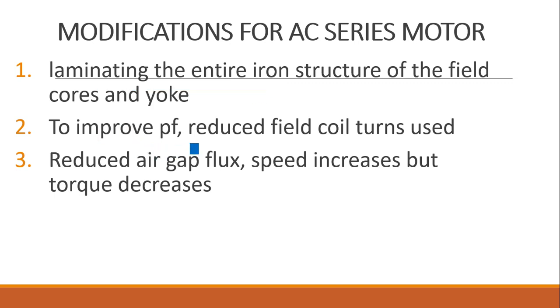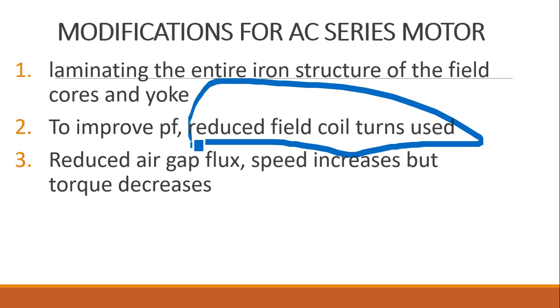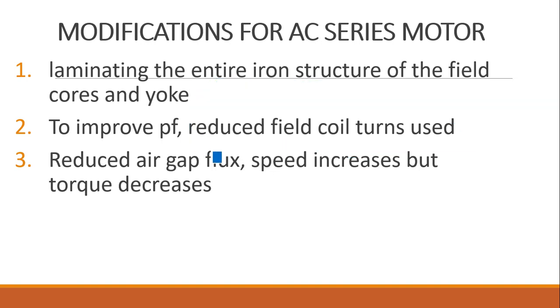Now we will be reducing the number of turns of the field coil. The field coil number of turns will be reduced to improve the power factor, and also to improve the power factor we have to reduce the air gap. What is air gap flux? The stator and rotor have a small air gap. There will be flux and that decides the power factor. We should be reducing the air gap flux to improve the power factor.